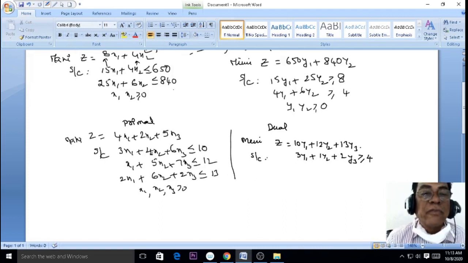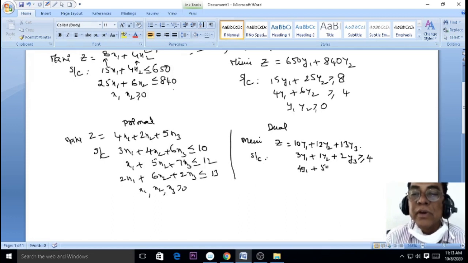Go to the second column coefficients 4, 5, 6. So 4y1 plus 5y2 plus 6y3. The second corresponding value is 2, so write down 2. The second inequality is less than or equal to, so change it to greater than or equal to.